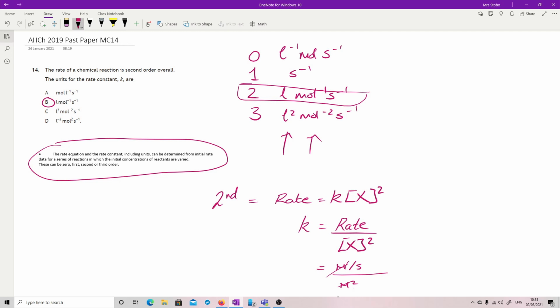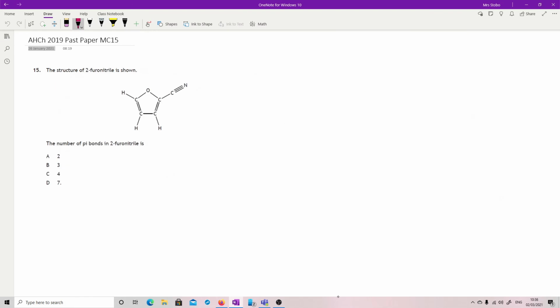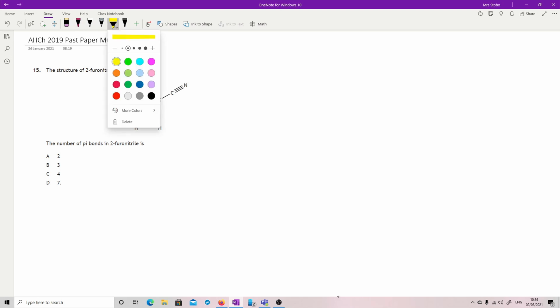Okay. Right, question 15. We've got the structure of 2-furonitrile shown below. The number of pi bonds in it is... actually I think this is easier than it looks. Remember that every connection has to be a sigma, and then every double or triple bond adds in a pi bond. So one of these in here is a pi, one of these in here is a pi, and then we've got 2 pi's, one on either side of this one. So 4. Done.